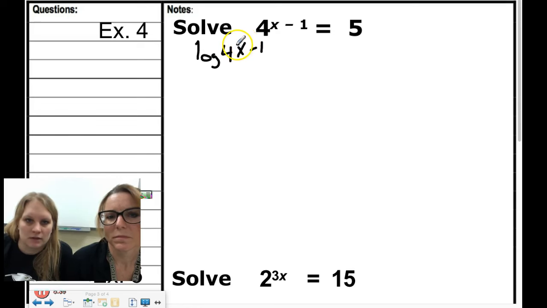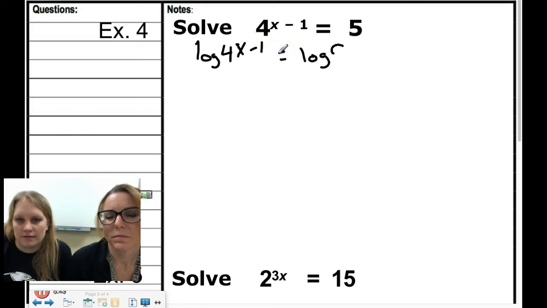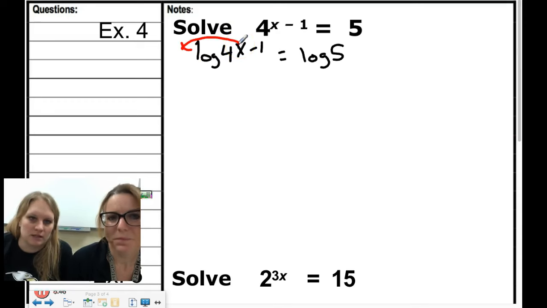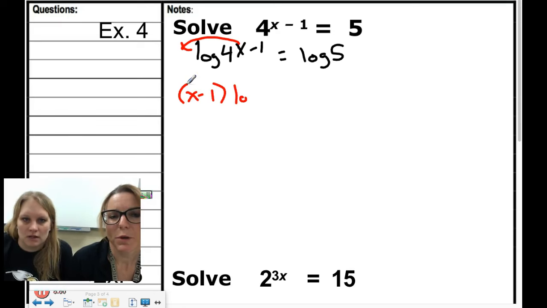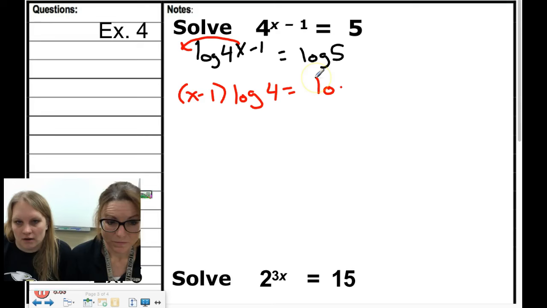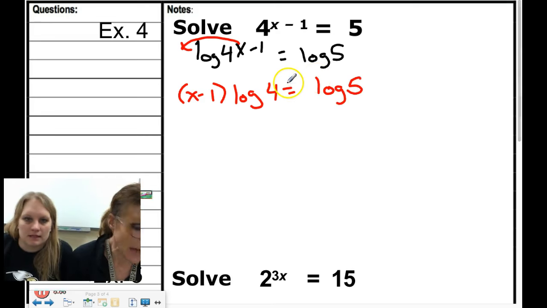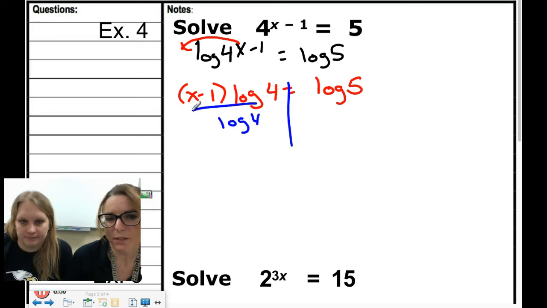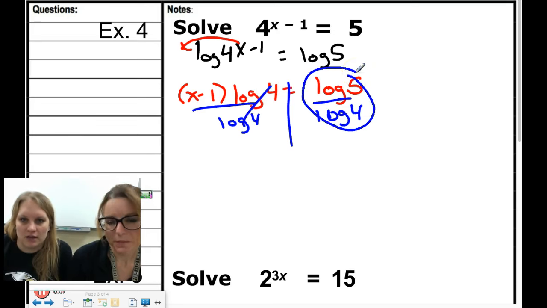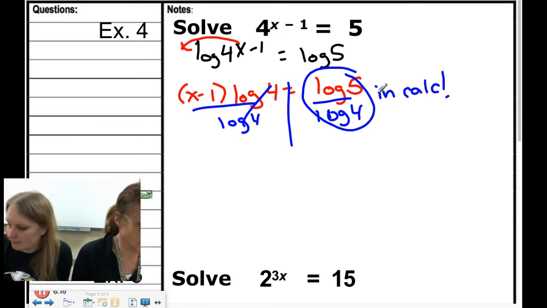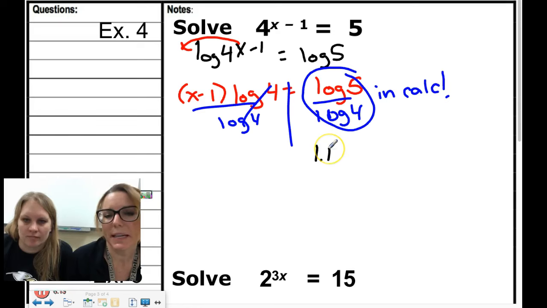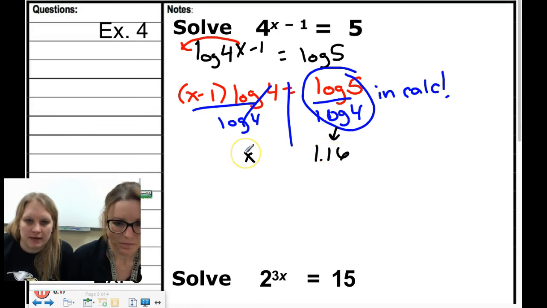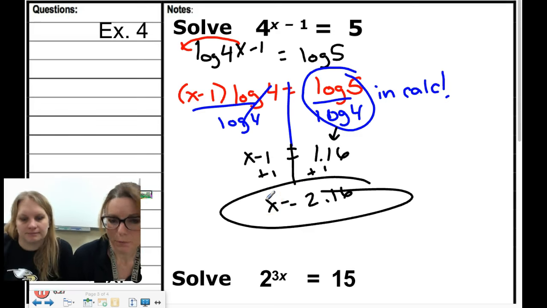Let's write log 4 to the x minus 1 equals log 5. We're going to baseball this. So we get x minus 1 in parentheses times log 4 equals log 5. There's nothing to baseball this time. Now I would divide both sides by log 4, and that goes away. We put log 5 over log 4 in our calculator, and we get 1.16. We're left with x minus 1 equals 1.16, and we just add 1 to both sides. That's easy enough. X equals 2.16. Done.